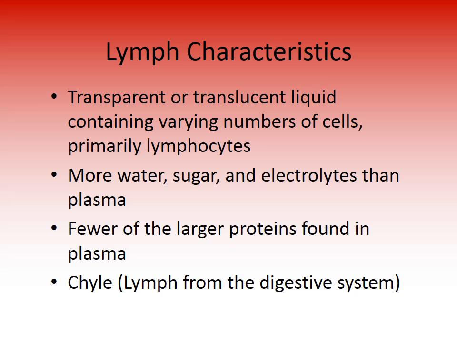So, lymph characteristics: it's a transparent or translucent liquid containing various numbers of cells, primarily lymphocytes. It has more sugar, water, and electrolytes than plasma has, and fewer of the larger proteins found in plasma. And chyle is lymph from the digestive system. When we talk about the digestive system, we say that chyle is formed in the small intestine, and this is lymph from the digestive system, chyle.